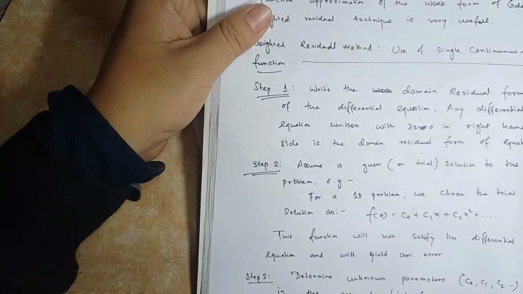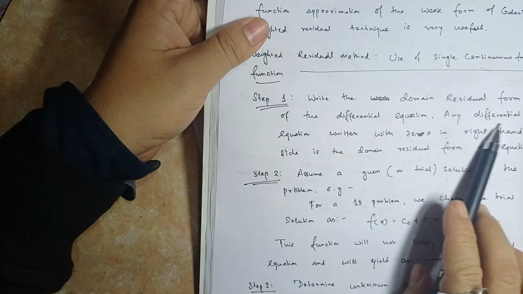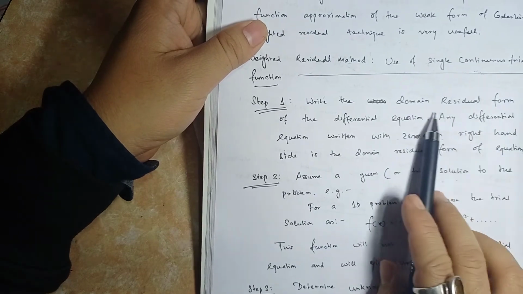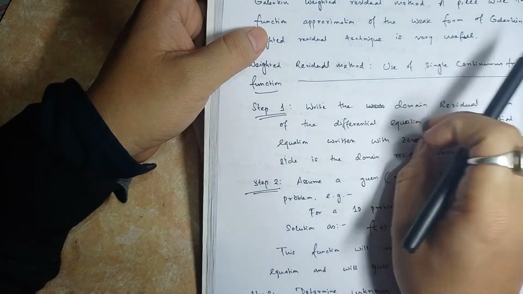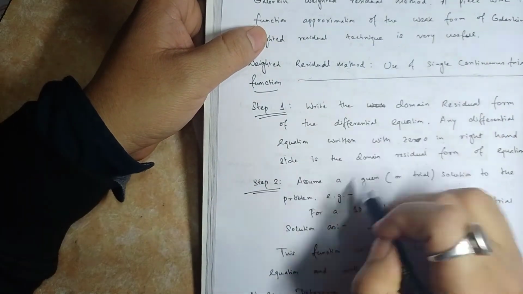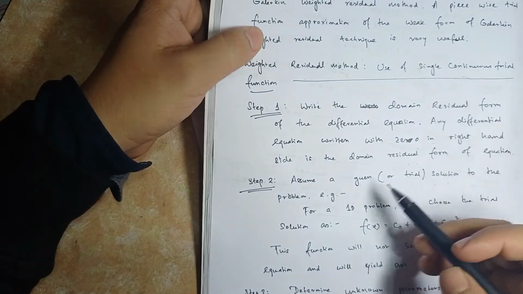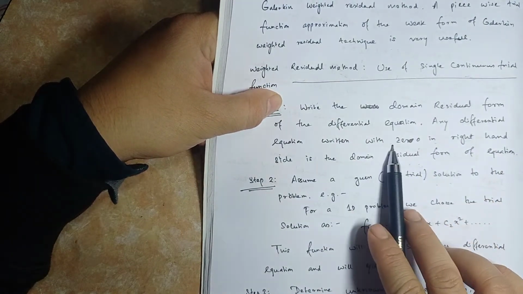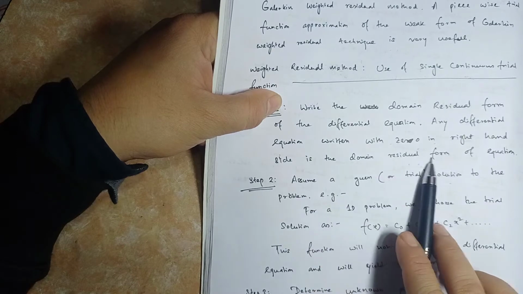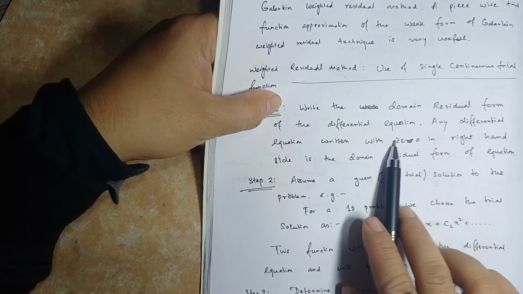Actually here, write a domain residual form. The residual form is when we take everything to the left hand side and make it equal to 0 on the right hand side. That whole left hand side term is the domain residual, and any differential equation written with 0 on the right hand side is the domain residual form of the equation. So this is written here.